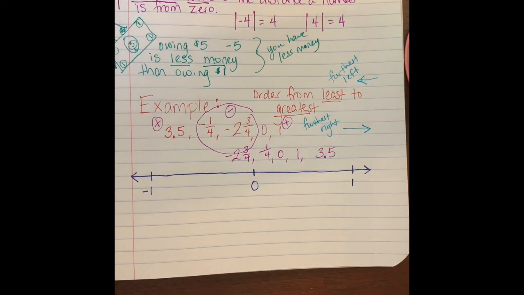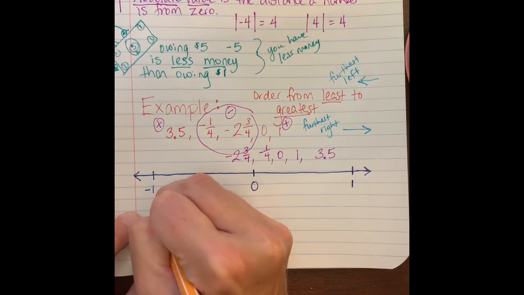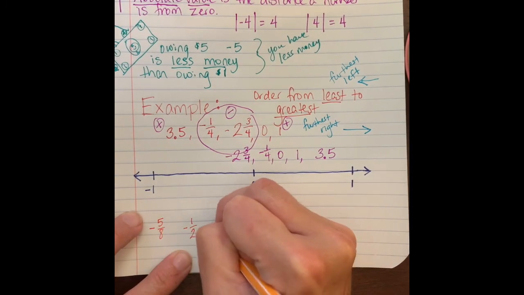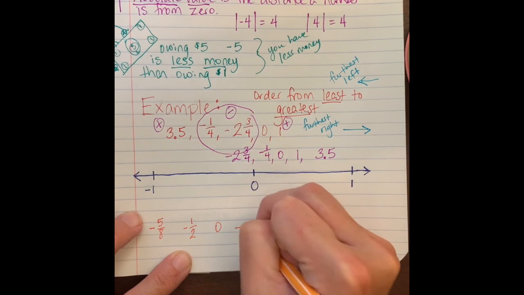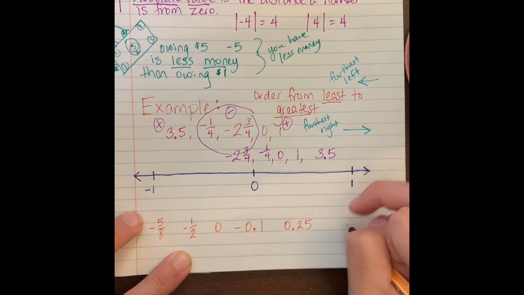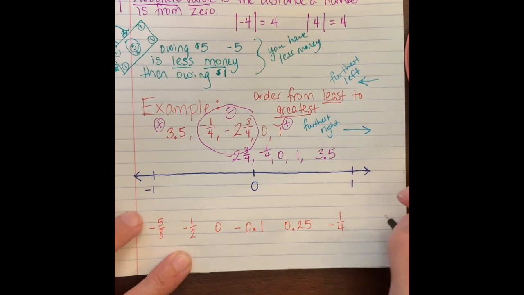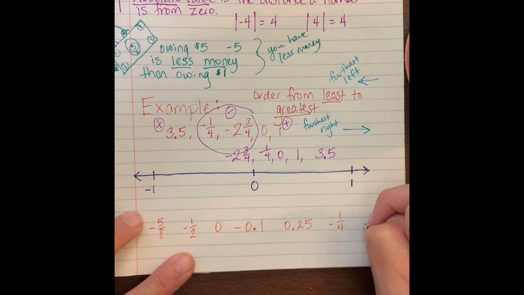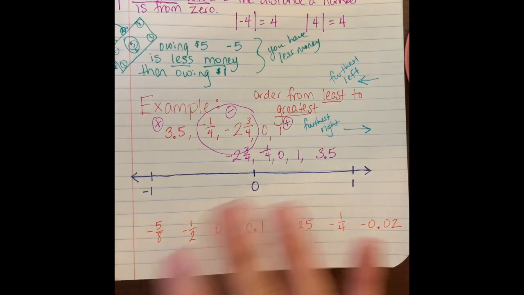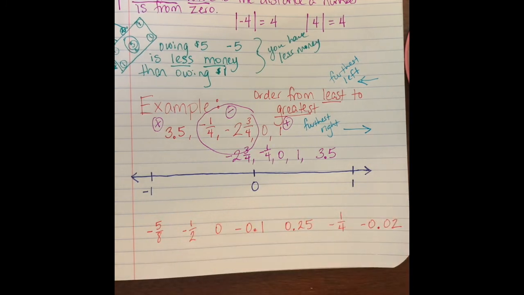So the numbers I want to look at, these are examples, and we're going to put these on the number line. We're going to look at -5/8, -1/2, 0, -1/10, 25 hundredths, -1/4, and we're also going to look at -2 hundredths. Okay, so we're just going to find each of these on the number line.